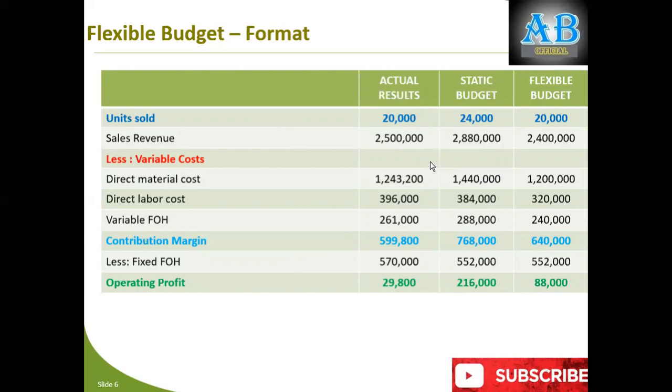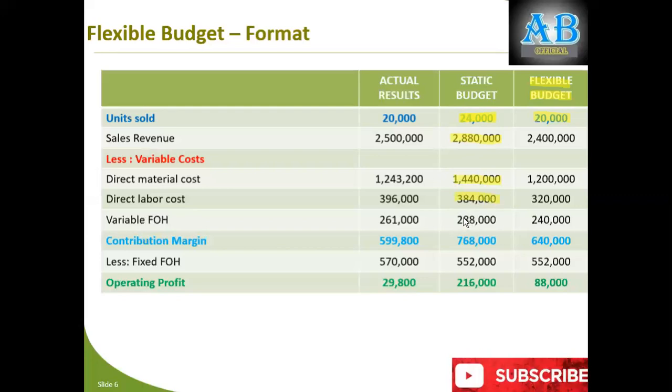Here, I'm making the assumptions to prepare the flexible budget for your actual activity level. So this is 20,000. Your static budget was at a proposed activity level of 24,000 units. So this is your sales revenue. This is your direct material cost. This is your direct labor cost.